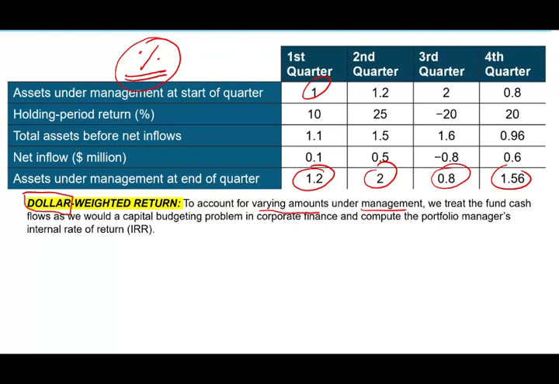To account for the varying amount under management, we treat the fund cash flow as we would a capital budgeting problem in corporate finance and compute the portfolio's internal rate of return. Here, we're going to look at this problem as an internal rate of return. Hopefully, you know what this is.